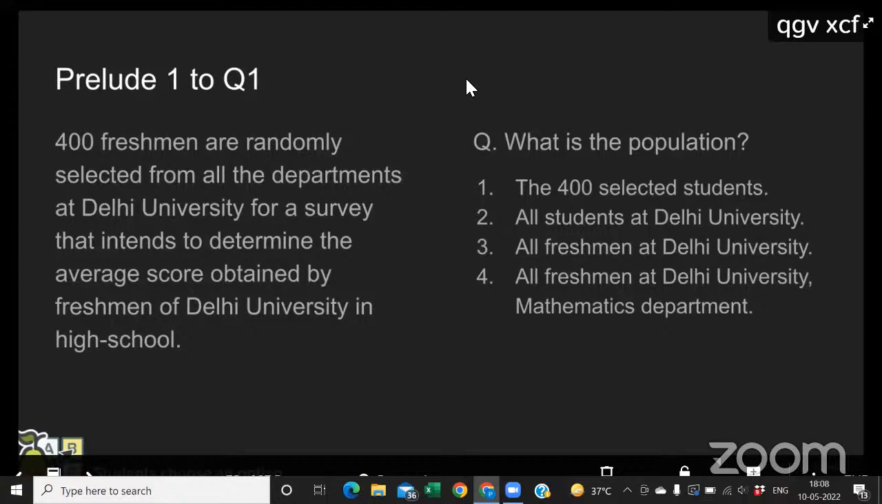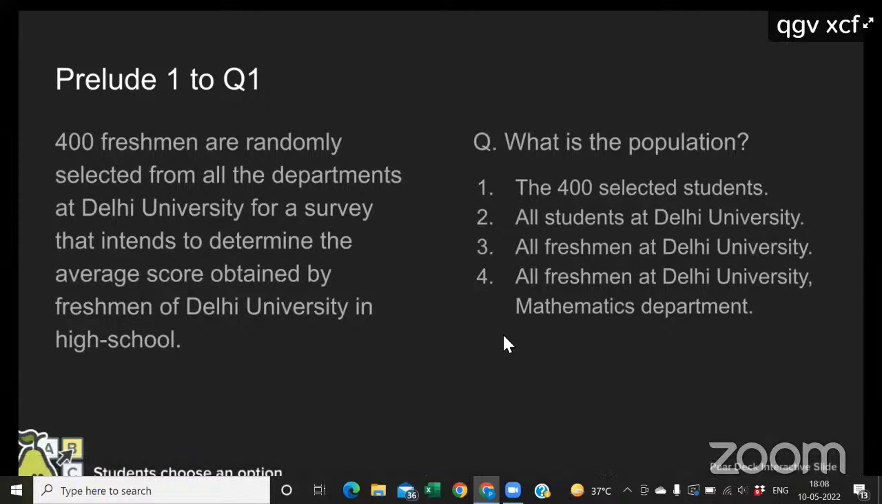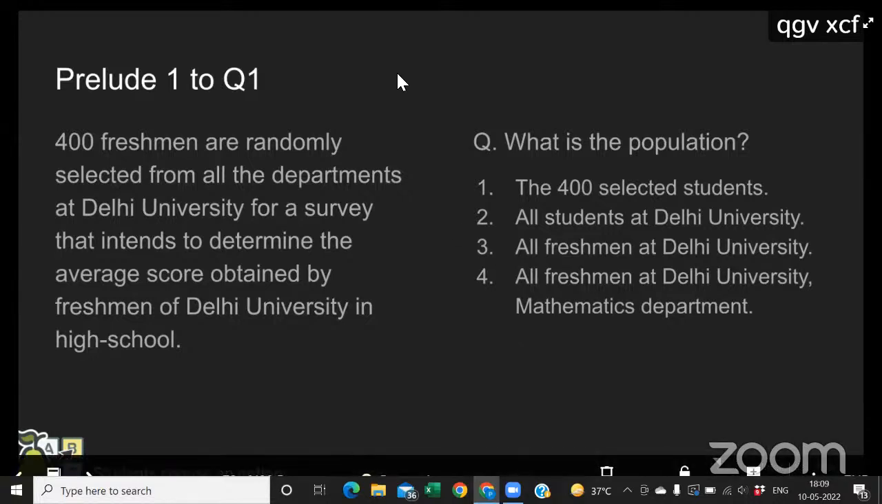How are we going to answer the question? You have to enter the option number. You need not submit anything, just enter the option number. It submits automatically. No, the response is not counted for the qualifier, that is not the thing.